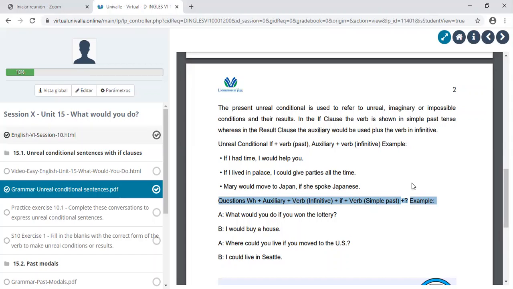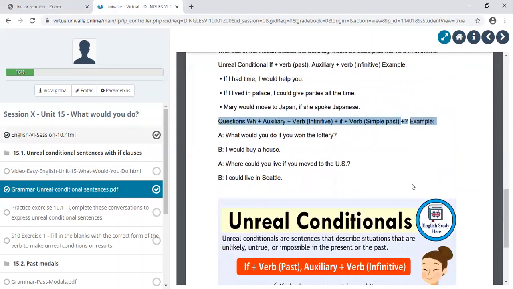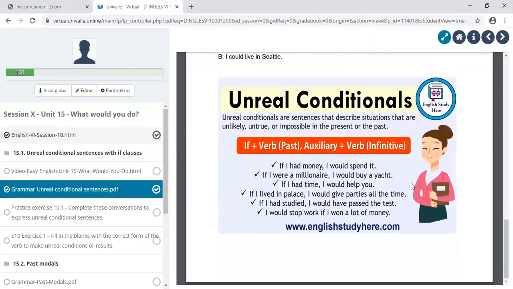Where could you live if you moved to the United States? ¿Dónde podrías vivir si te movieras a los Estados Unidos? Okay, a possible answer, I could live in Seattle. Yo podría vivir en Seattle. Okay, and here also we have another grammatical structure to make sentences using the unreal conditional in English.